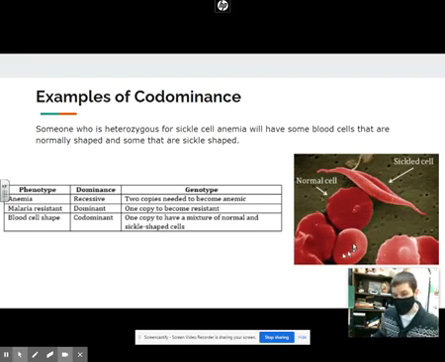microscope image here. We've got some normal red blood cells. We've got some sickle cells. So this is a codominant individual. They have one copy of the sickle cell gene, one copy of the regular cell gene, and we see both traits expressed.